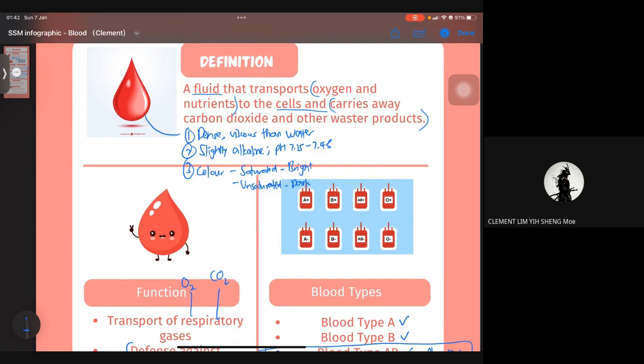And the third one is the color of the blood. When the blood is saturated with oxygen gas, it becomes bright red, whereas when it's unsaturated with oxygen gas, it becomes dark red.